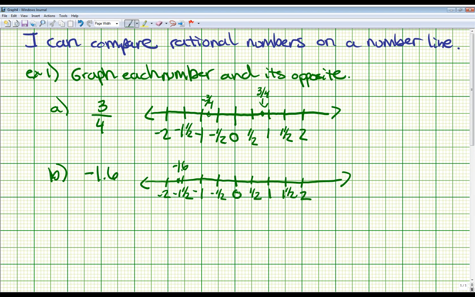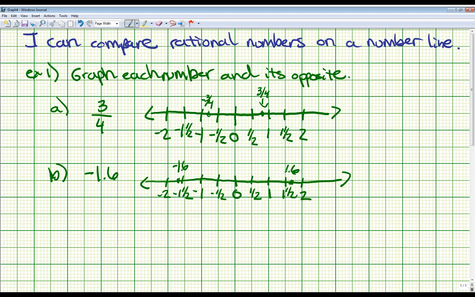Now we're going to have to plot positive 1.6. Here's positive 1. Here's positive 1.5. Positive 1.6 would just be a little bit farther than that on the number line. So we have positive 1.6 sitting there.